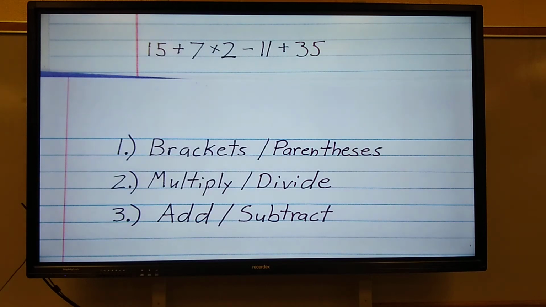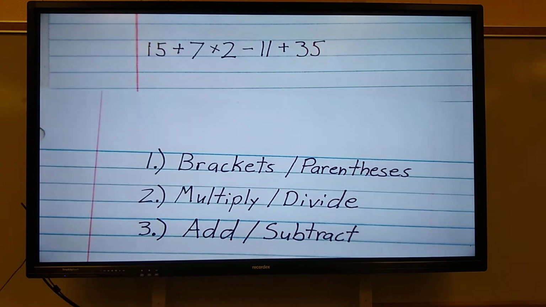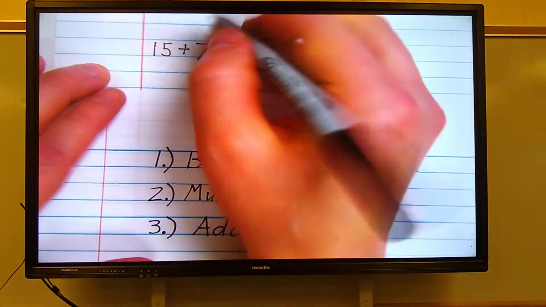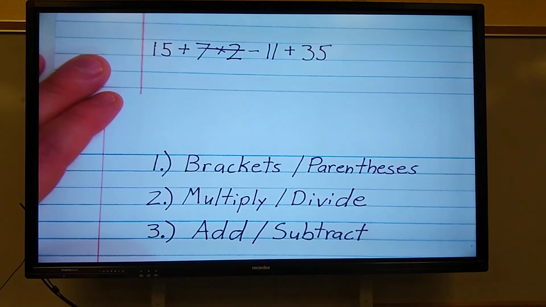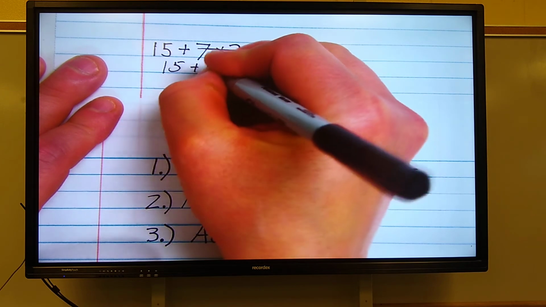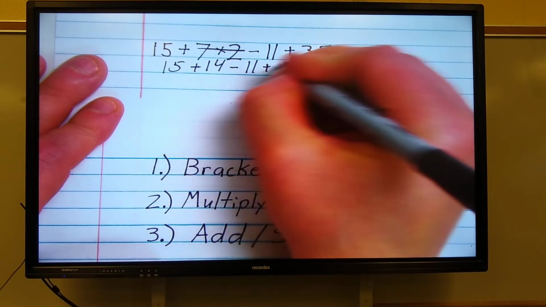All right. There are no brackets. There are no parentheses. I move on to step number 2. Multiply and divide. Now I do have multiplication right here. This is the first thing you should have done in this problem. 7 times 2. That's 14. So now I have 15 plus 14 minus 11 plus 35.